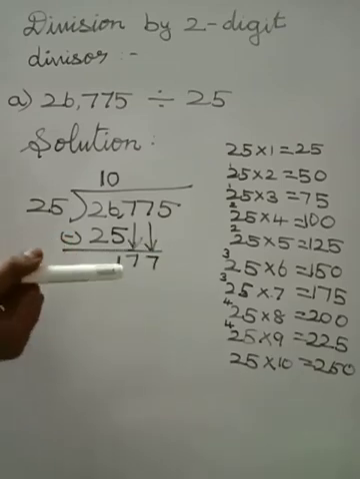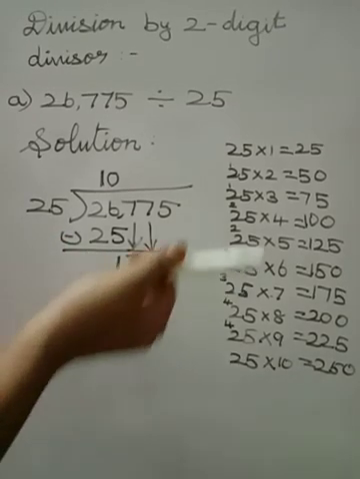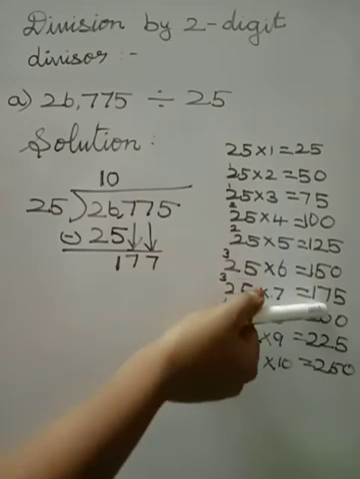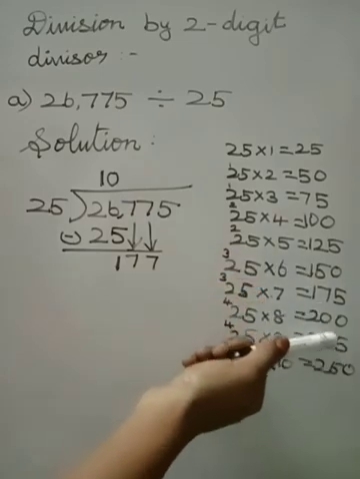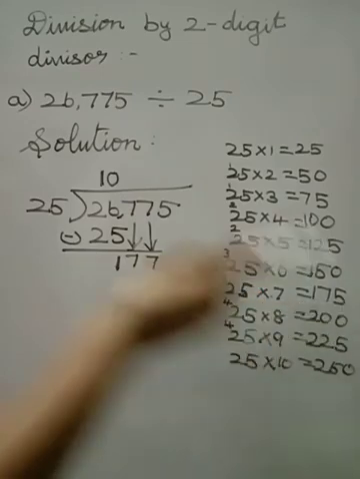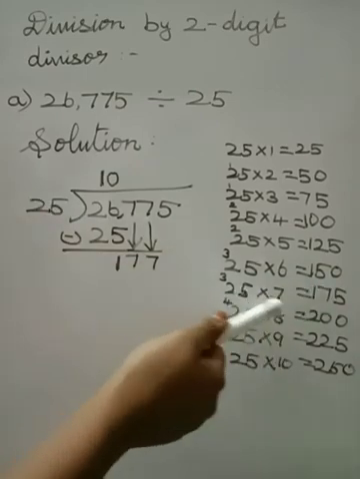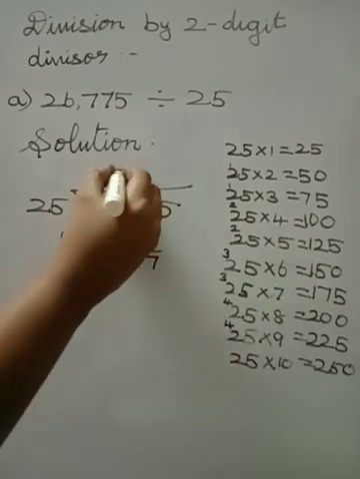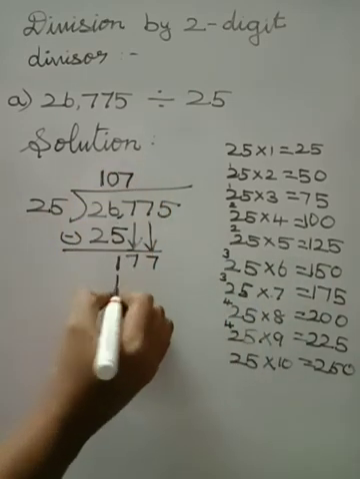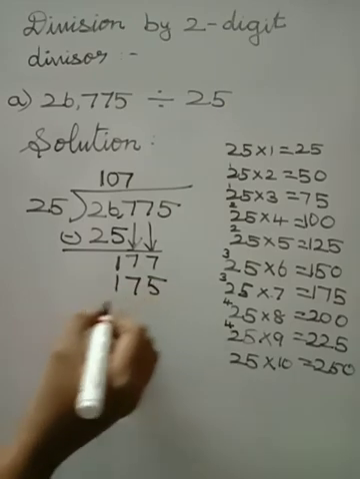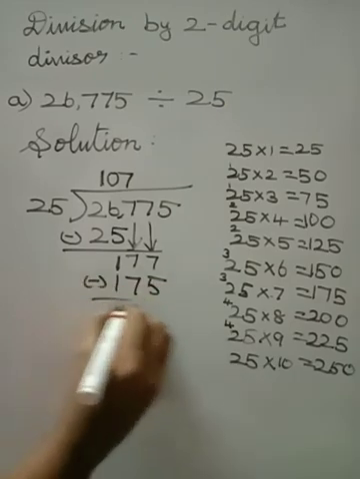Now we want the number 177. So see here, is 177 there? No. So the nearest number is 175. How many times does it come? 7 times. So first you write the number 7 and then the number 175. Now we are going to subtract.